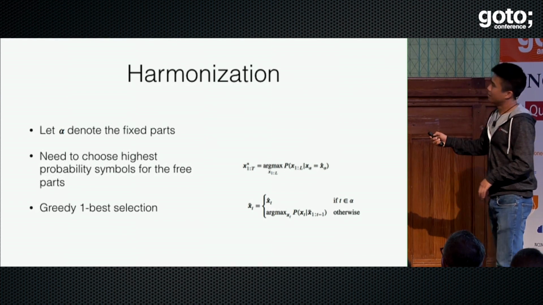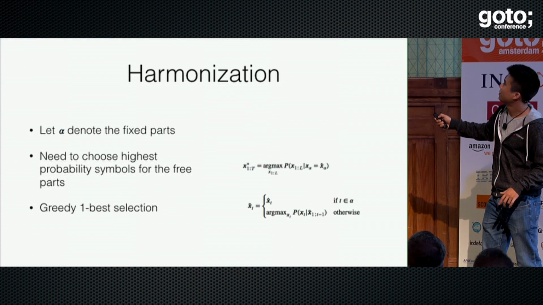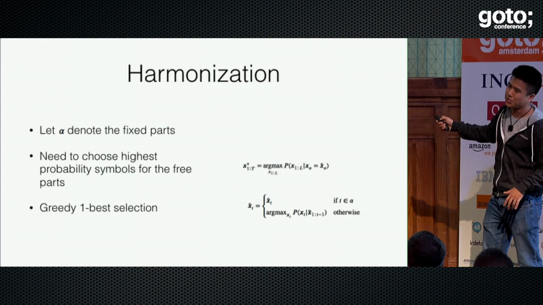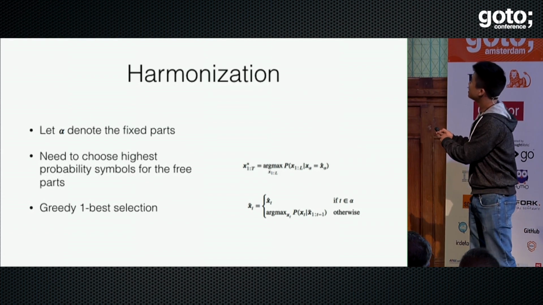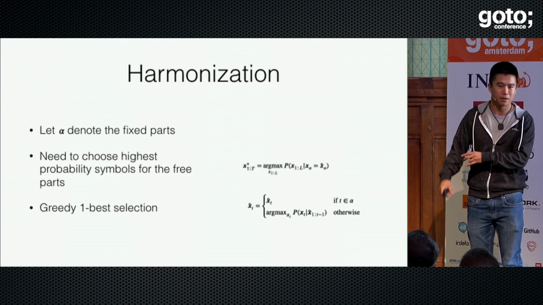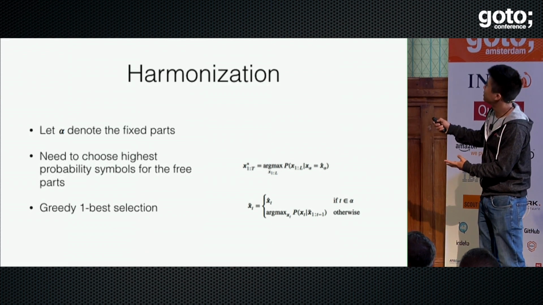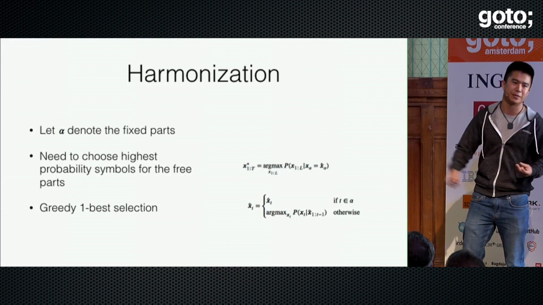The harmonization problem is that we need to choose the notes that aren't fixed, or we need to choose the sequence x_1 to x_L, so the entire composition, such that the notes that we're given, x_alpha, are already fixed. Our decision variables are the things that are not in alpha, and we need to maximize this probability distribution.